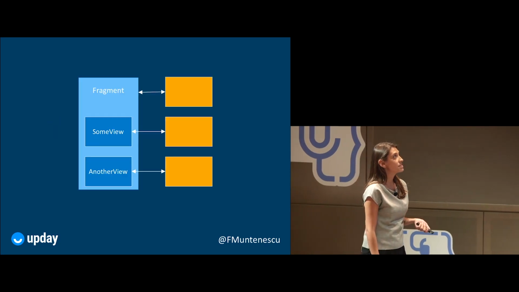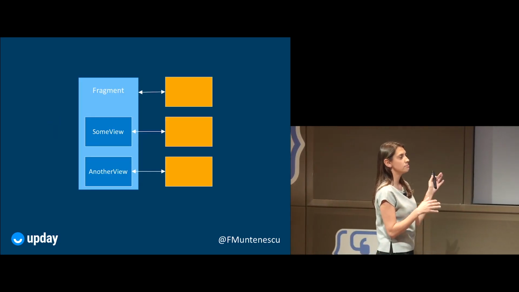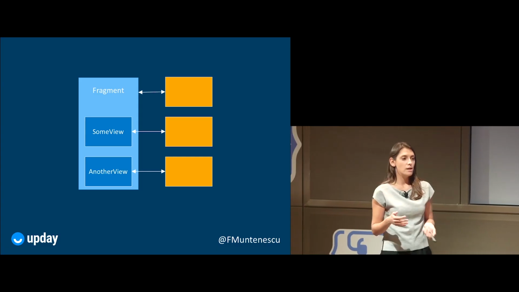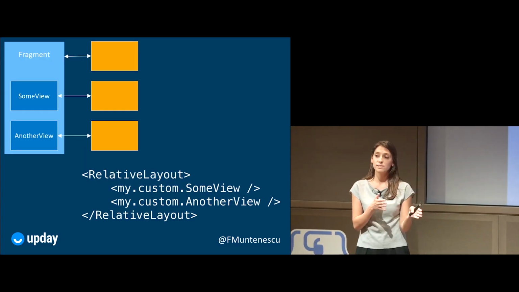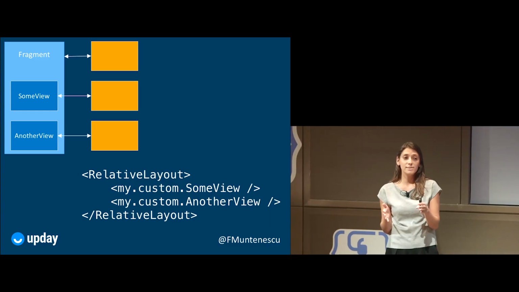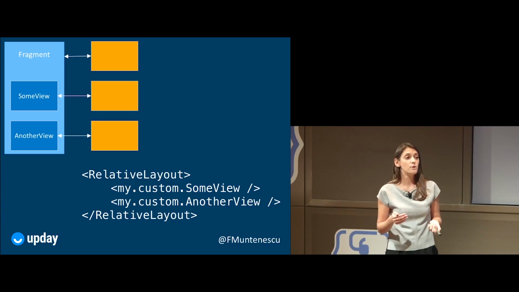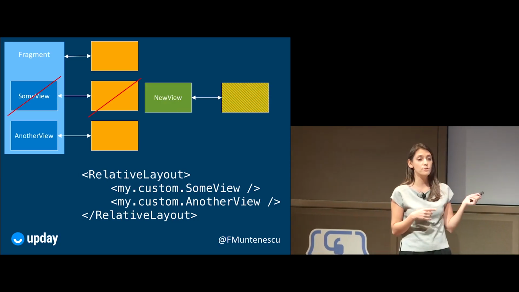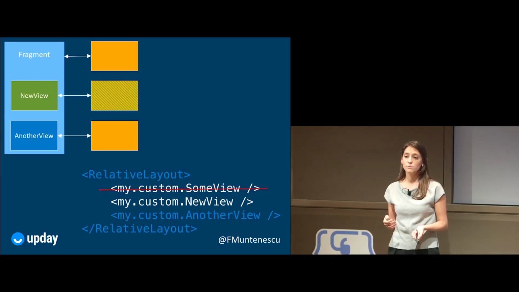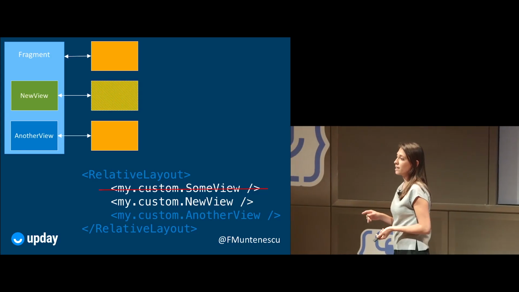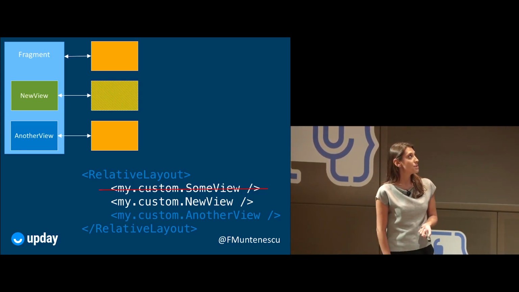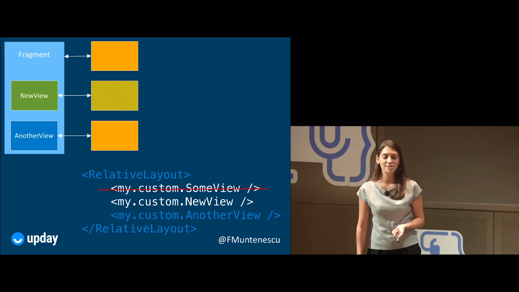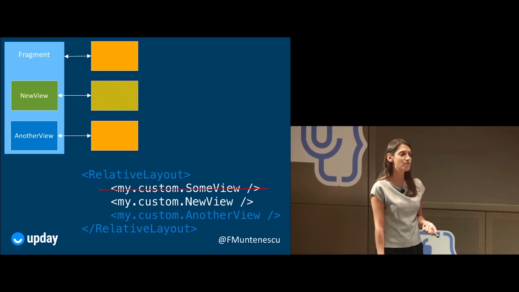So this means that, let's say you have a fragment that has some view and another view. In the XML, you would have, let's say, a relative layout that has a reference to this some view and another view. And actually, that's it. No one knows about these presenters or view models. So this means that if you want to replace some view with a new view, all you will need to do is replace the data in the XML. That's all. So that's pretty cool. This separation of concern is really nice with MVP and MVVM.